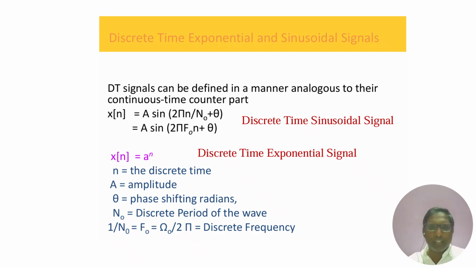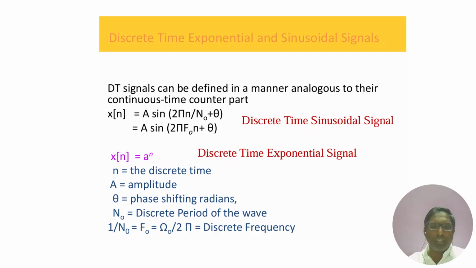Next thing is discrete time exponential signal and discrete time sinusoidal signal. First we will discuss discrete time sinusoidal signals. The discrete time signal, short form DT, can be defined in a manner analogous to its continuous time counterpart. For example, take a sinusoidal signal in the discrete time domain. If they give x of t, that is a continuous time signal, but here they give x of n, so x of n denotes a discrete time signal.